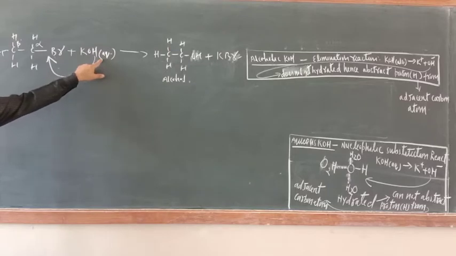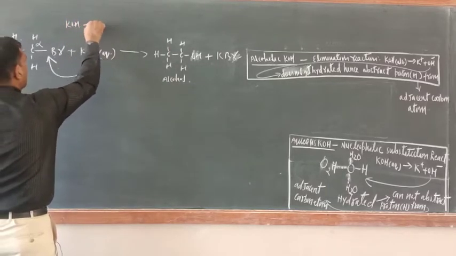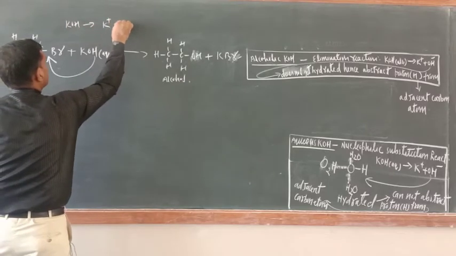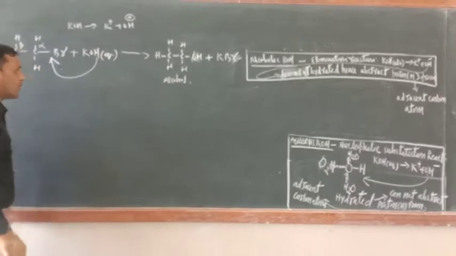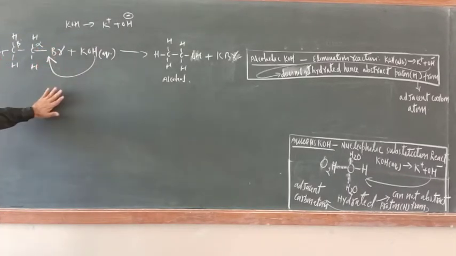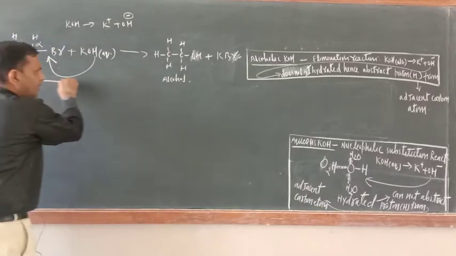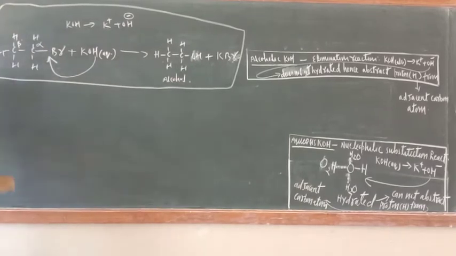But just see here what you have taken: aqueous KOH. In aqueous KOH, the KOH dissociates into K positive and OH negative. Now write the same reaction with alcoholic KOH. The earlier one is not required for you; which I am going to write now, that is required for you.